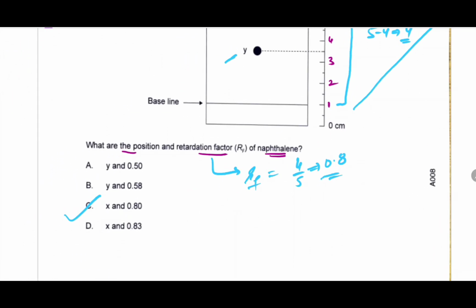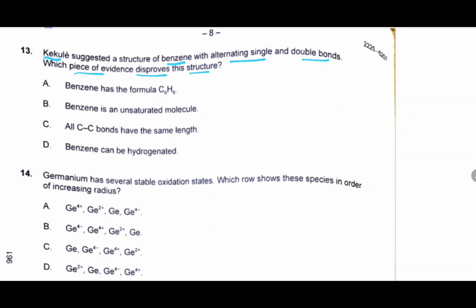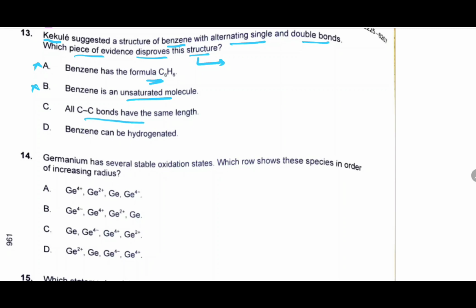Okay. Next is Kekulé. Question 13 says Kekulé suggested a structure of benzene with alternating single and double bonds. Which piece of evidence disproves this structure? Now, benzene is the formula C6H6. No, benzene is an unsaturated molecule. No. All C-C bond lengths are the same due to resonance in benzene.